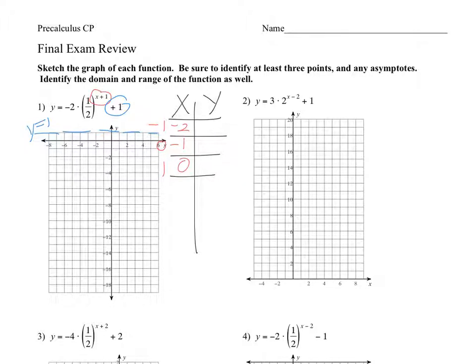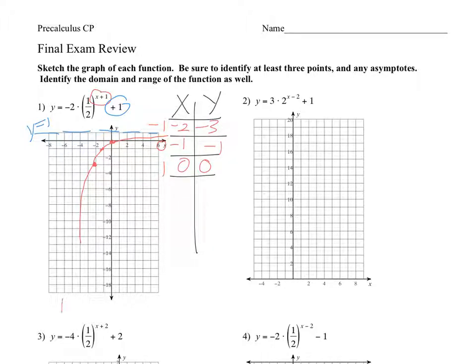Plugging these points in. If I plug -2 in, we end up with 1/2 to the -1, which is 2. -2 times 2 is -4. -4 plus 1 is going to be -3. So -2, -3 is going to be our first point. If I plug -1 in, we get 1/2 to the 0, which is 1. -2 times 1 is -2, plus 1 is -1. -1, -1 is our second point. And if I plug in 0, we get -2 times 1/2, which is -1, plus 1 is 0. My graph is going to curve something like this to finish off our graph.